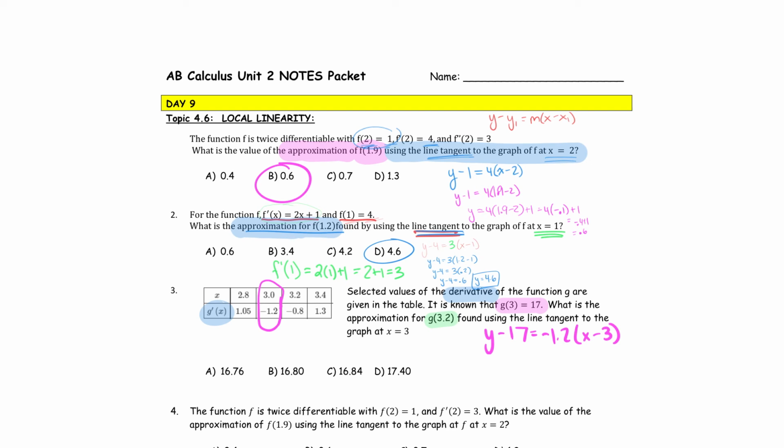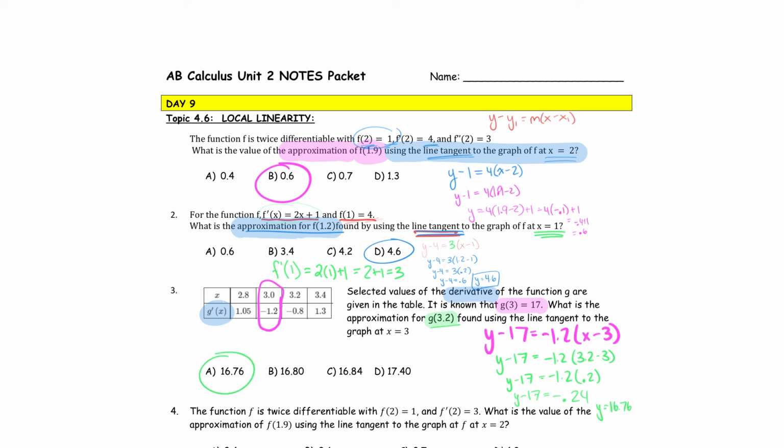And now what we want to do is plug in 3.2 for x. And then let's simplify. So 3.2 minus 3 is 0.2. Ugh, these are some ugly numbers. Negative 1.2 times 0.2 is going to be negative 0.24 plus 17 means y equals 16.76. Is that an option?